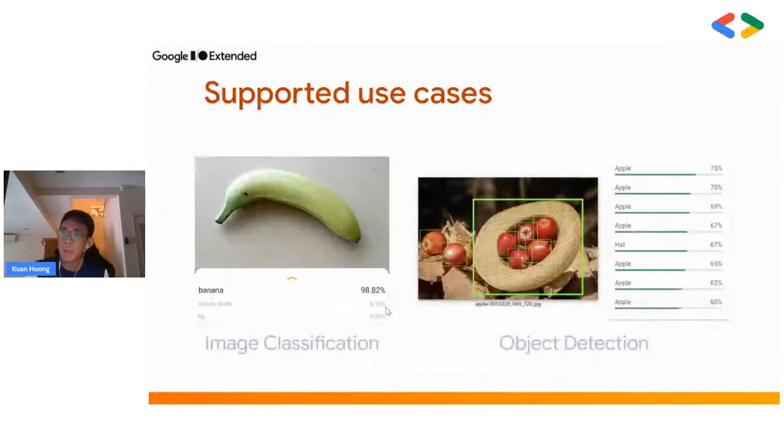So what are the supported use cases? For example, here you are able to detect a banana at 98.82%. Here even with multiple objects, you're able to detect the object apple, and also detect the hat. You can see you have 1, 2, 3, 4, here you have 7 apples, and you can also detect the hat. So object detection can be done. Image classification can also be done.